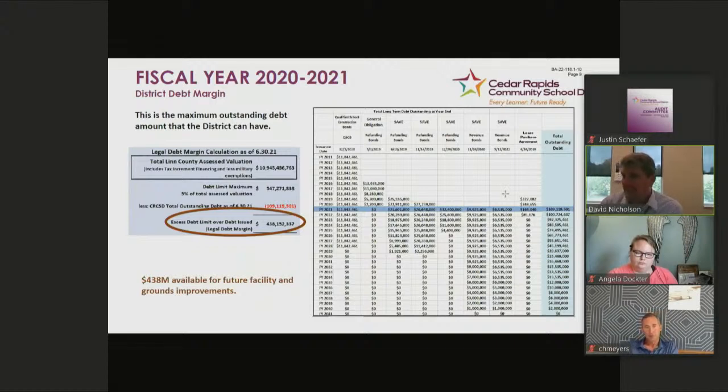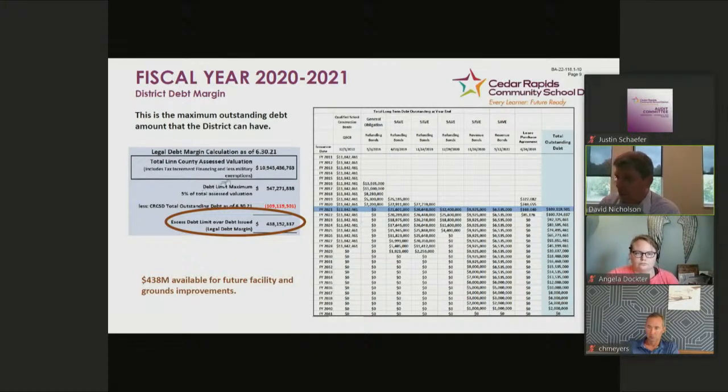And district debt margin. When we talk about the $2.70 or the 405 and how much you can levy for projects in property taxes, there's also how much you have legal authority to borrow. The debt margin is a calculation used to determine how much debt, how much in funds, you can actually borrow.